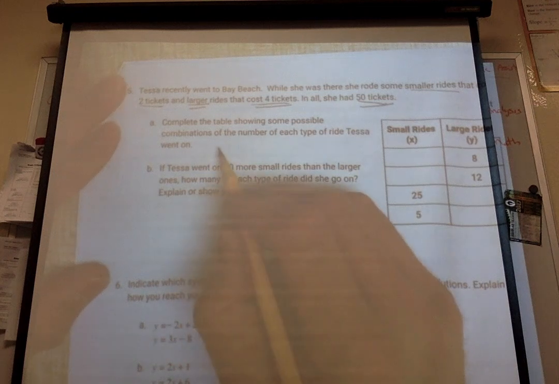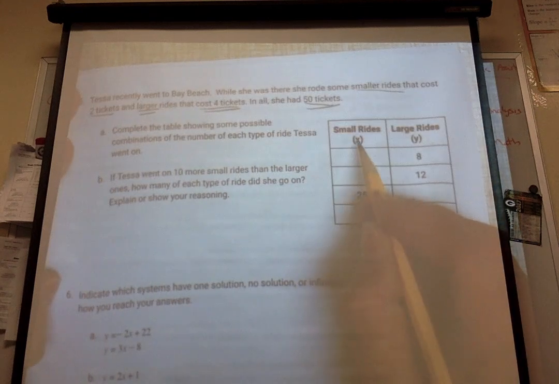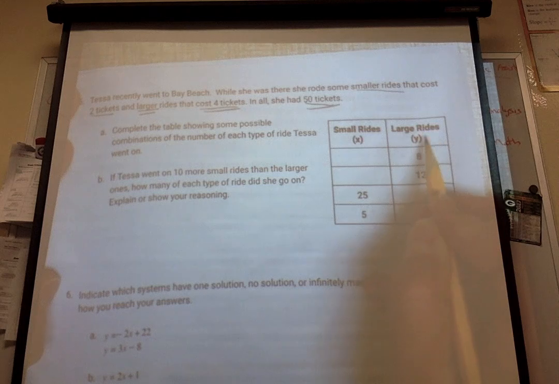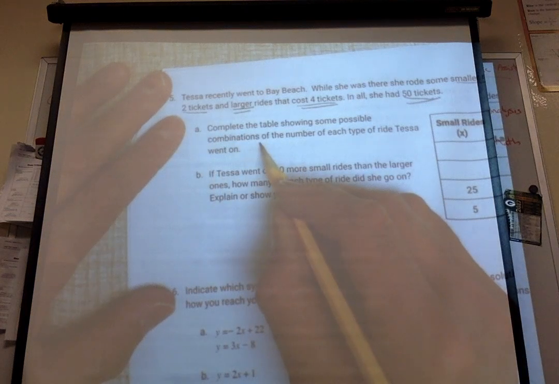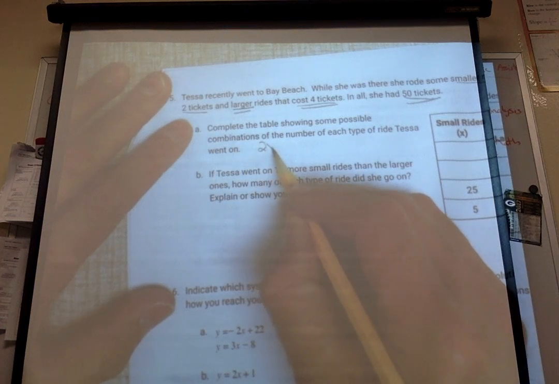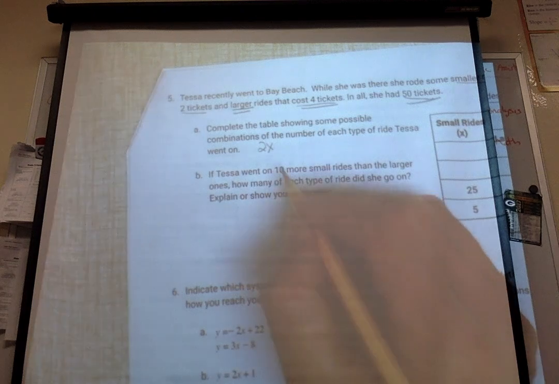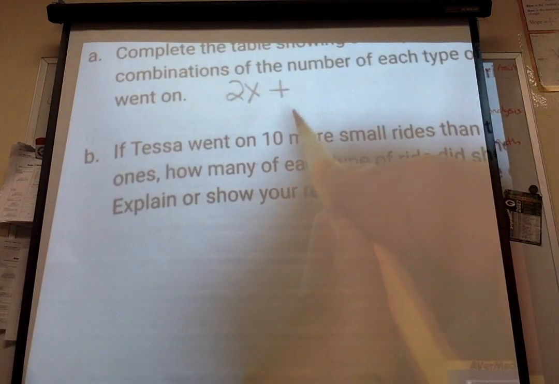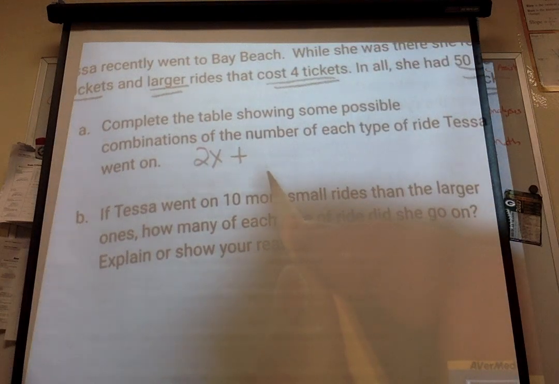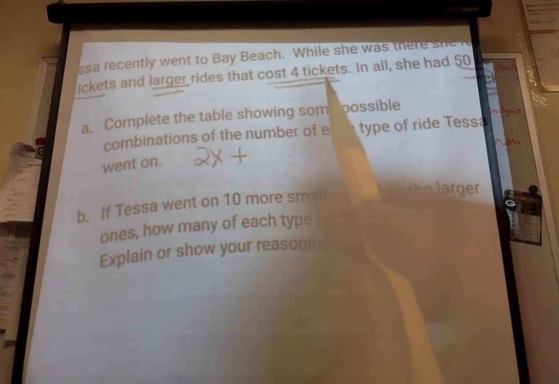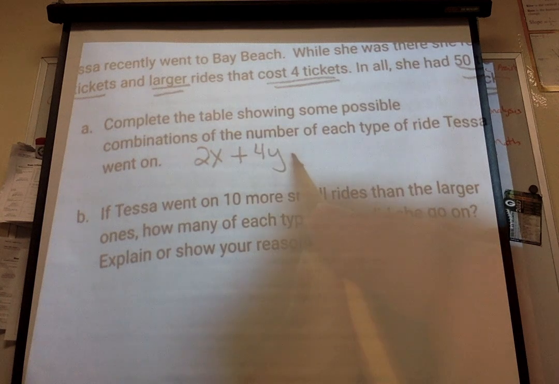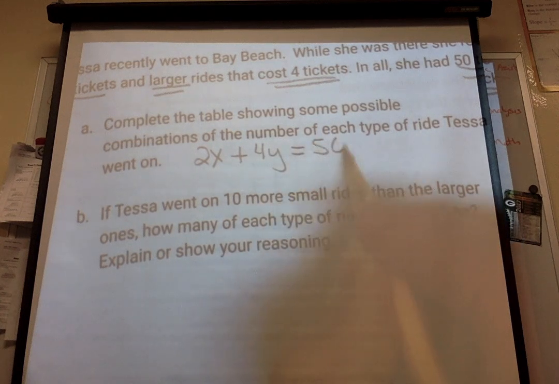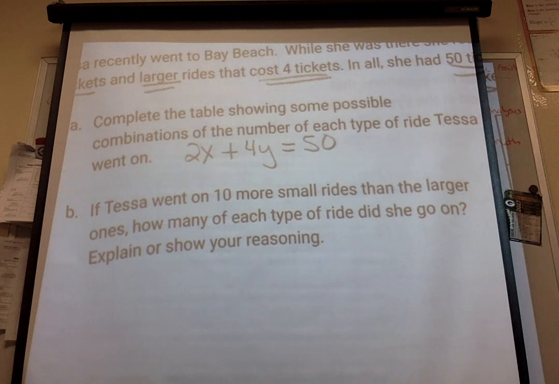So we know the small rides in our chart are considered x, and our large rides are considered y. Small rides cost 2 tickets each, so it's going to be 2 times the number of small rides, and then plus y, which is represented in large. And it costs 4 tickets for our large, so it would be 4 times y. I'm going to set that equal to 50 because that's how many tickets we have total.